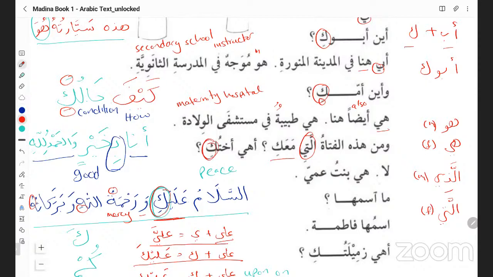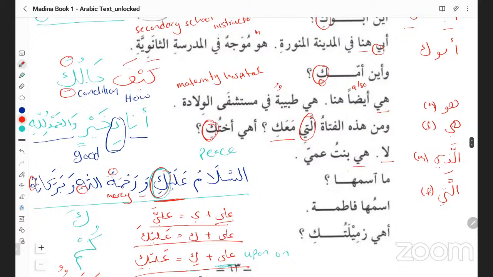لا هي بنت عمي. لا, no, here she is بنت عمي. So here bint means daughter, the daughter of ammi, my paternal uncle. So she is my cousin basically. Your paternal uncle, meaning the brother of your father, his daughter will be your cousin. So hiya bintu ammi. So she is the daughter of my paternal uncle. So ammi means my paternal uncle.